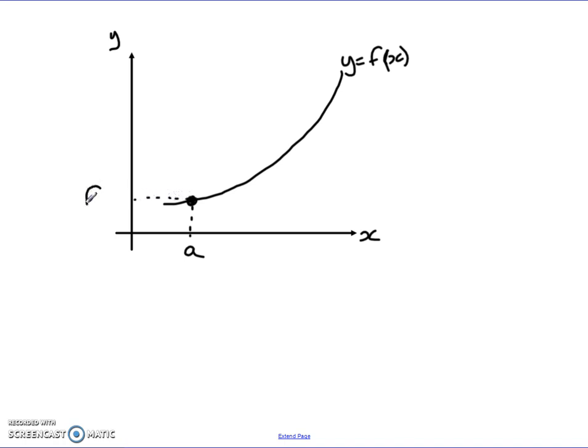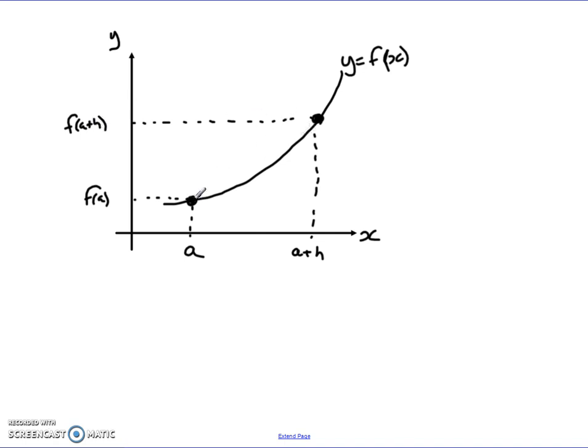Now at this point A, to calculate it, we would simply calculate f of A. Imagine I wanted to know the gradient of this curve. Now it's a curved shape rather than a straight line, so I can't just pick 2 points and do it the way we would a straight line. However, I can estimate it. So imagine I take another point here. I go along the x-axis by a value of h, a plus h. If I calculate the y part, I would simply do f of a plus h.